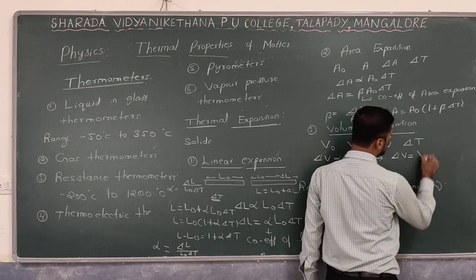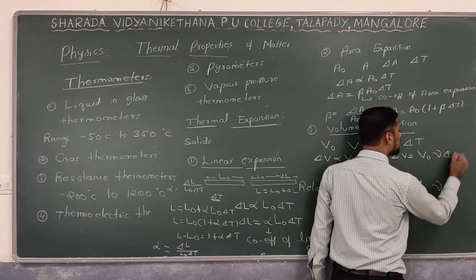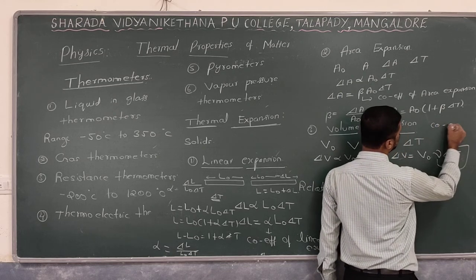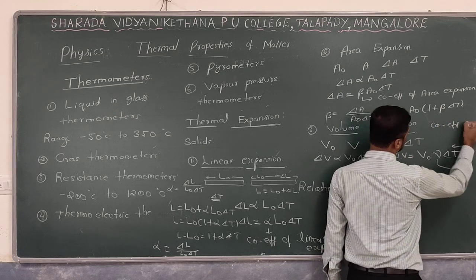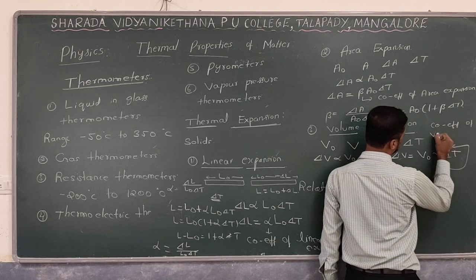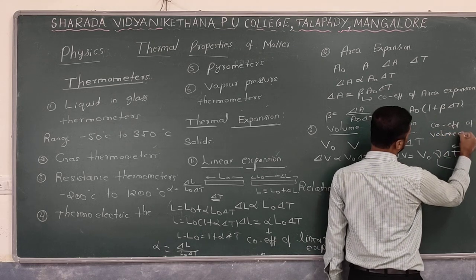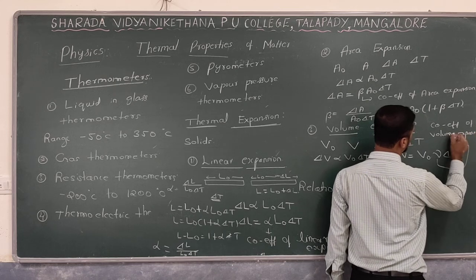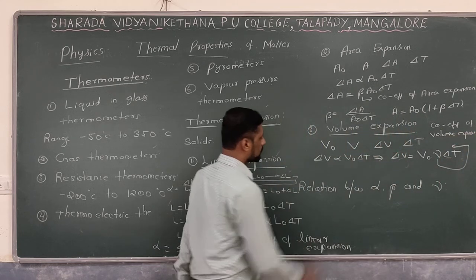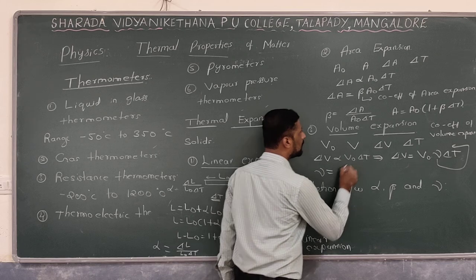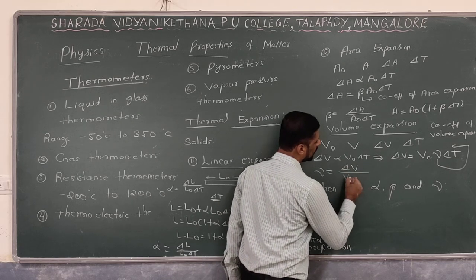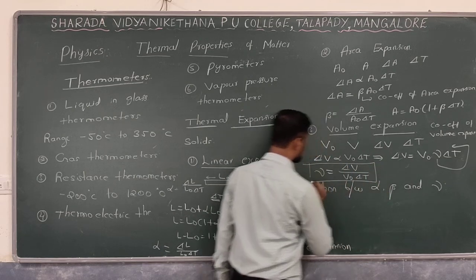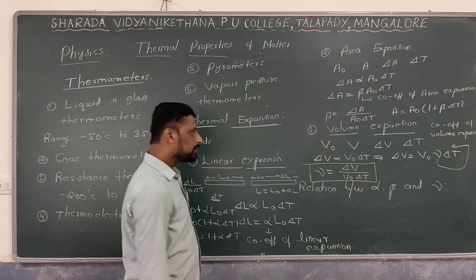Delta V is equal to V naught into gamma into delta T, where gamma is a constant called the coefficient of cubical expansion, also called the coefficient of volume expansion. Similarly, you can write gamma is equal to delta V divided by V naught into delta T. So this is about alpha, beta as well as gamma. How are they related?